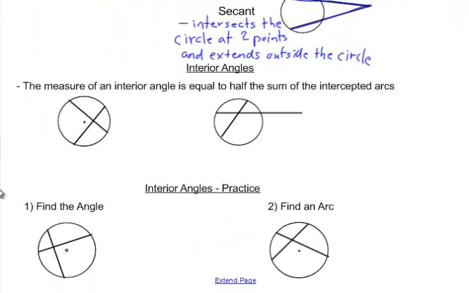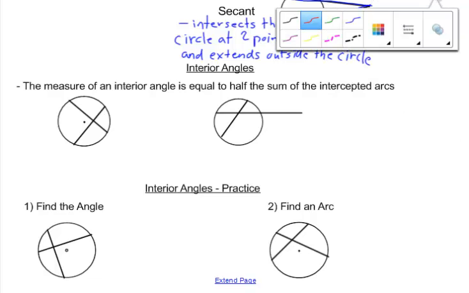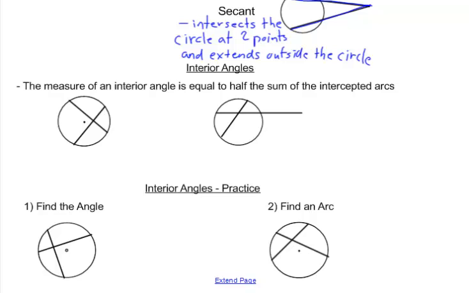So the first relationship that we have here is interior angles, and when we talk about an interior angle, what we're referring to here is an angle whose vertex is inside the circle. Now, we've already talked about one specific case of interior angles, central angles, when it's at the center, and that's a special case. We're not going to be looking at that here today, but that is one example of an interior angle.